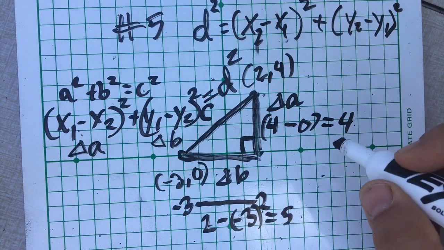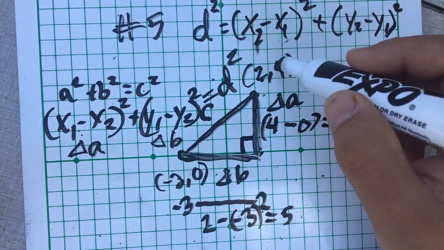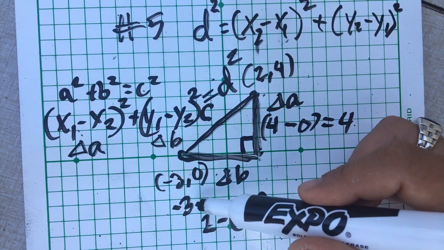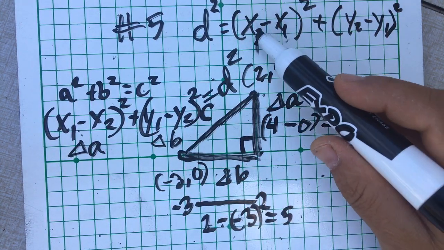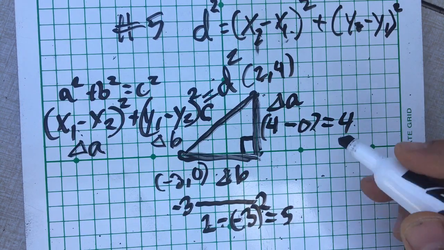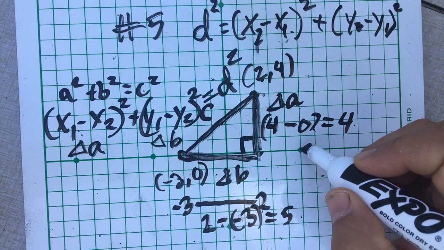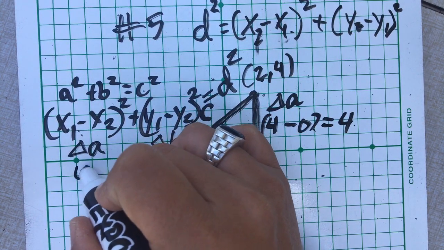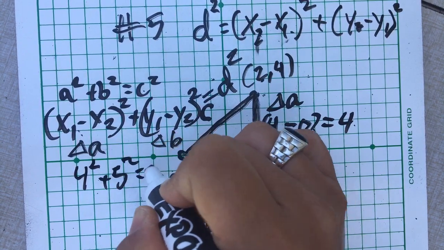So again, if we take that formula and we talk about the changes, right? The changes was the 2 plus -3 would be here. The 4 minus 0 would be here. But now I'm basically solving the simple formula, and that is 4 squared plus 5 squared equals c squared.